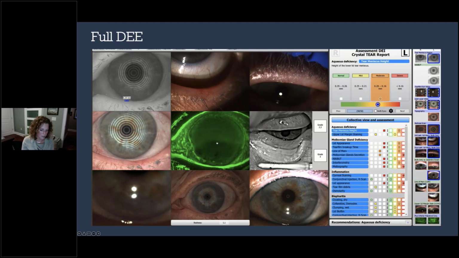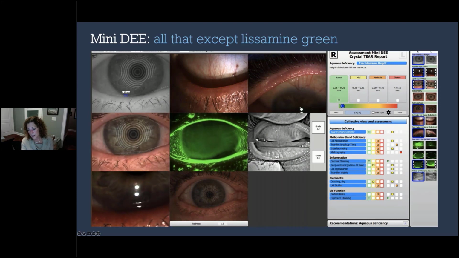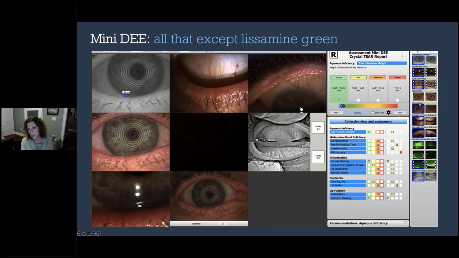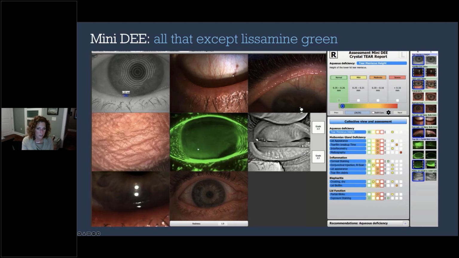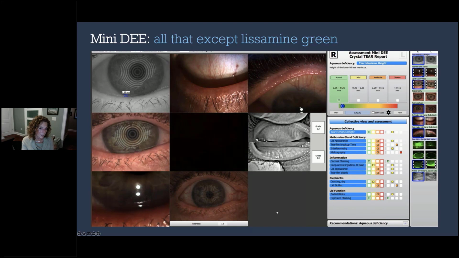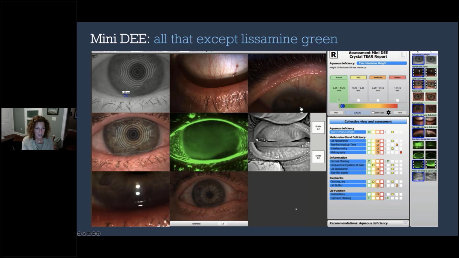Now, let's say you don't have that much time. You've got 6 minutes. Here's the mini dry eye eval. There's really nothing extra over here except the inferior conjunctiva and the topography. Everything else that you're doing is showing up over here on the collage. And really it's the same thing, except we got rid of lissamine green. And that does save a lot of time.